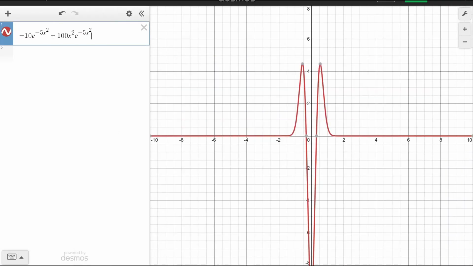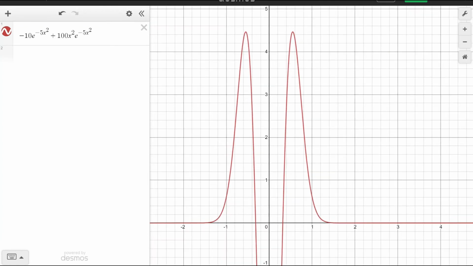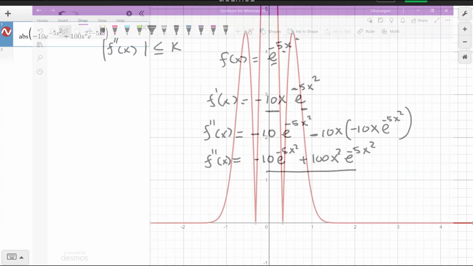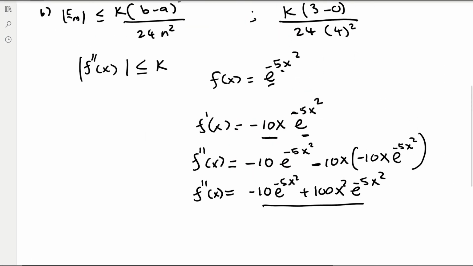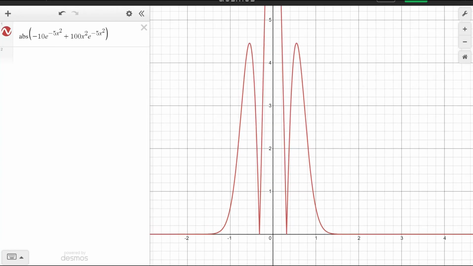Now it's going from 0 to 3. Oh, and then the absolute value. I forgot that. We have to have the absolute value. That's important because the bound is for the absolute value, so you have to consider the absolute value of the function. Now it makes a difference: it will make the negative values positive.